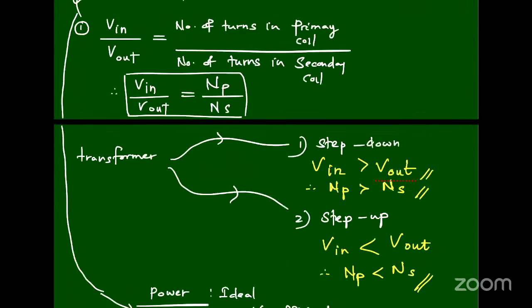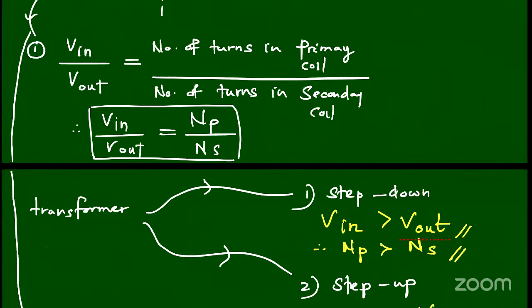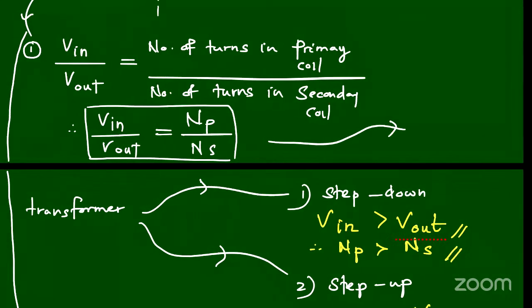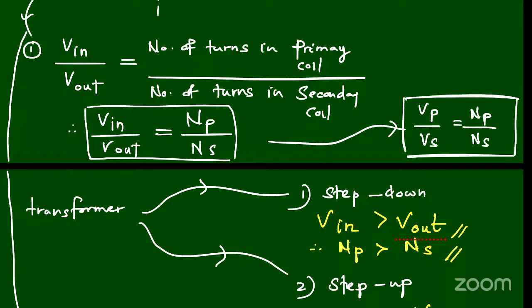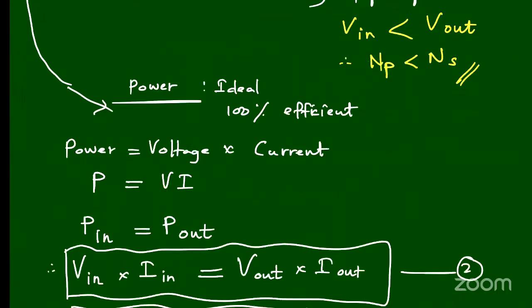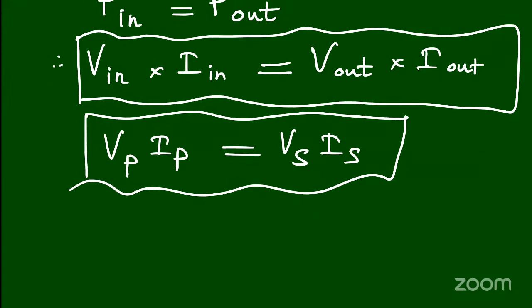Just two equations. The first one is V in, or you can write it as V primary over V secondary equals N primary over N secondary. I think it is easy to remember, right? Vp over Vs will be equal to Np over Ns. And the other one, Vp into Ip is equal to Vs into Is, right?